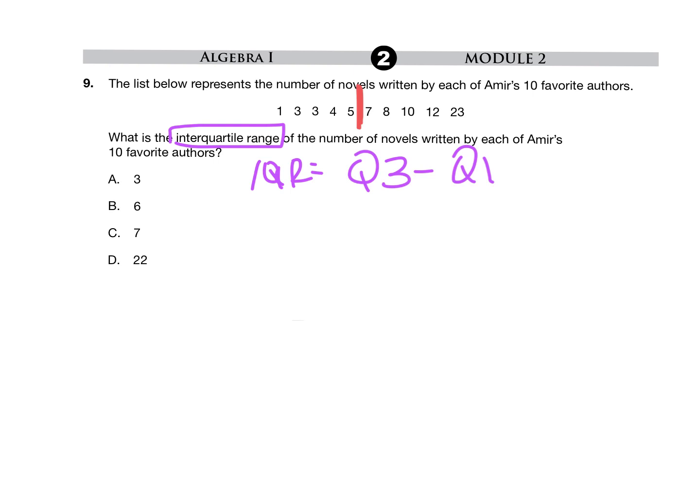The lower half of data, there's 5 of them. So that means 10 is my quartile 3. And with these 5, 3 is my quartile 1. So if I do 10 minus 3, I would get 7. So that would be answer C.